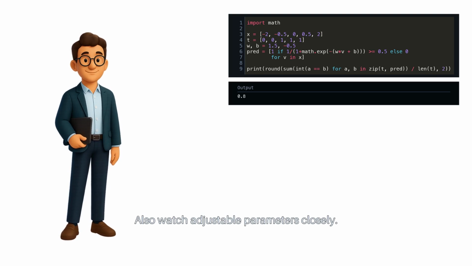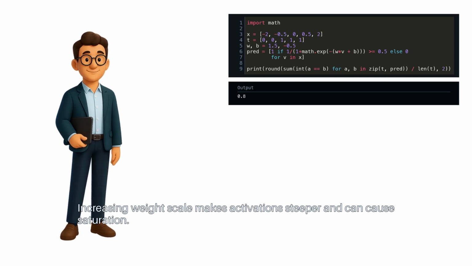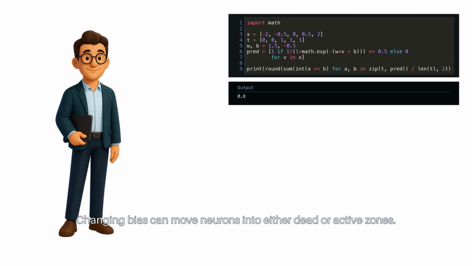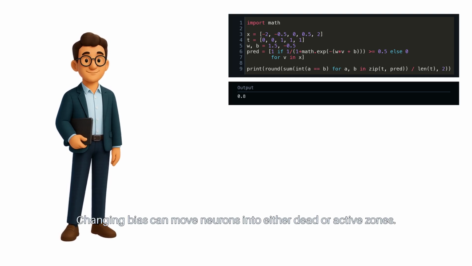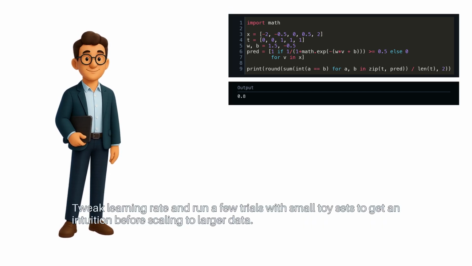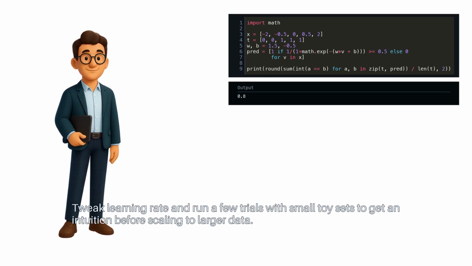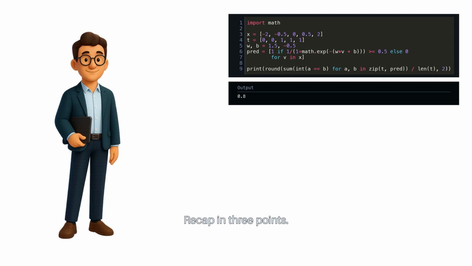Also, watch adjustable parameters closely. Increasing weight scale makes activation steeper and can cause saturation. Changing bias can move neurons into either dead or active zones. Tweak learning rate and run a few trials with small toy sets to get an intuition before scaling to larger data. Recap in 3 points.